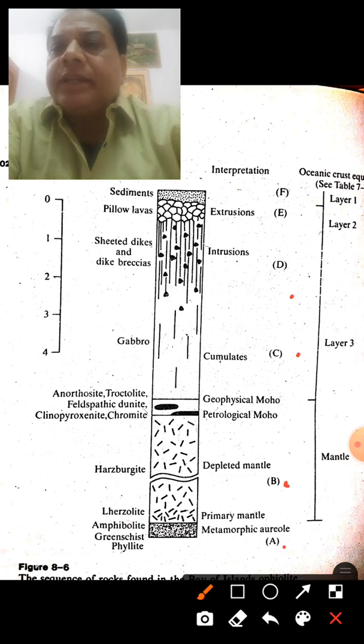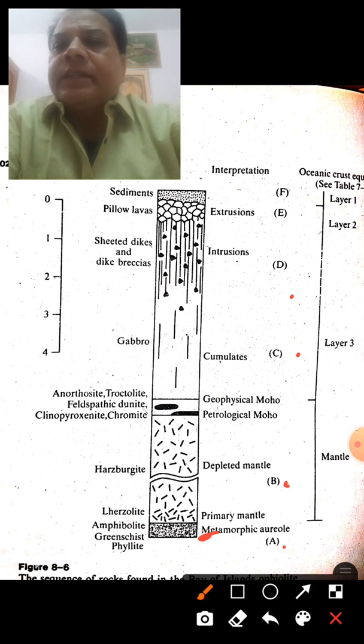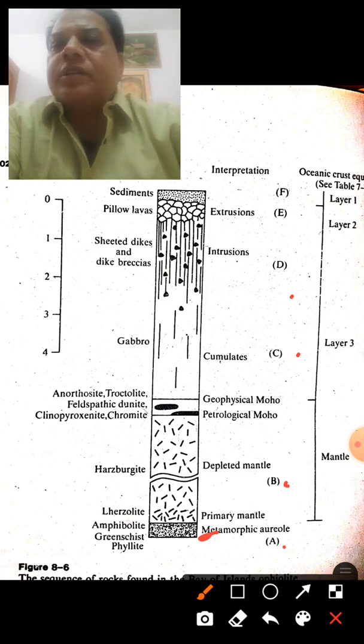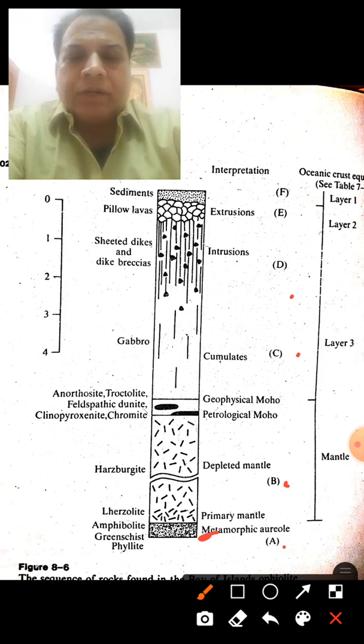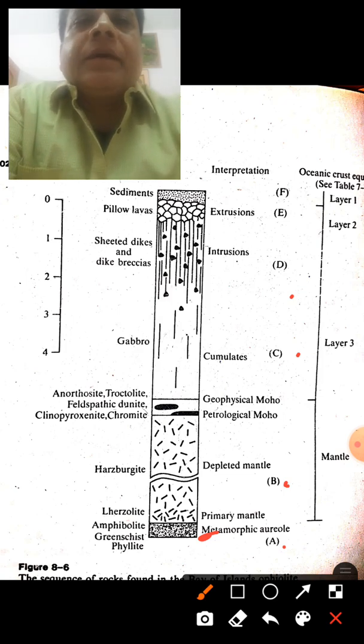metamorphic aureole. These are moderately metamorphosed rocks containing pyroxene, garnet, amphibole, and plagioclase that show considerable deformation. This is thought to represent the layer within which the abduction of hot oceanic crust and mantle occurred. So this is the bottommost layer of an ophiolite suite, your primary mantle, or metamorphic aureole.